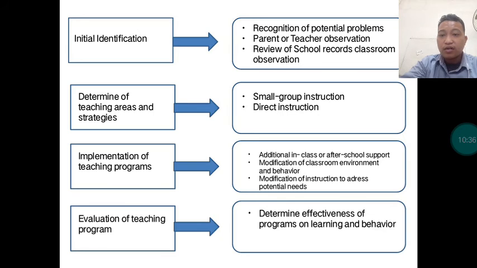This is the modification of classroom environment and behavior. Here we need to observe how they bring their behavior from home into the class, and in that way we observe how they act. Then modification of instruction to address potential needs: how we are going to answer their needs, and address their behavior or their potential needs to be developed.